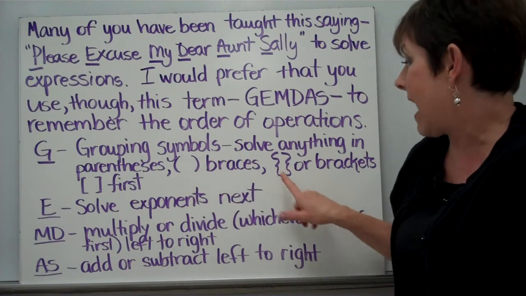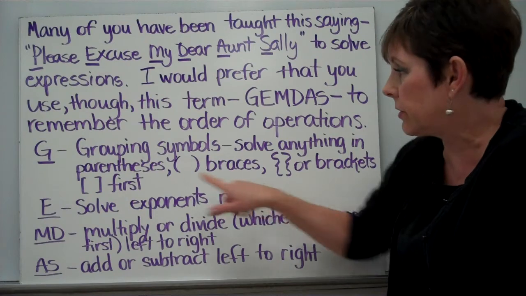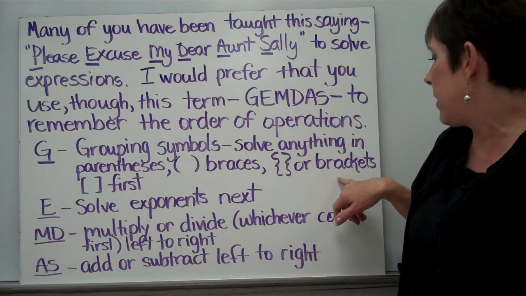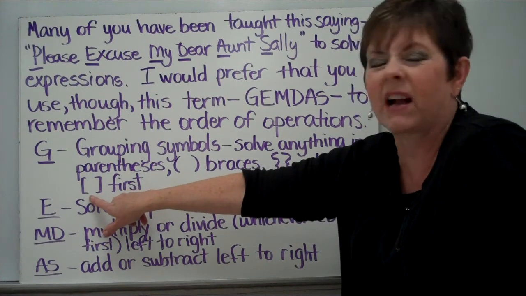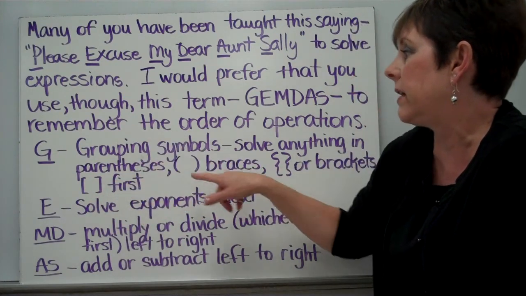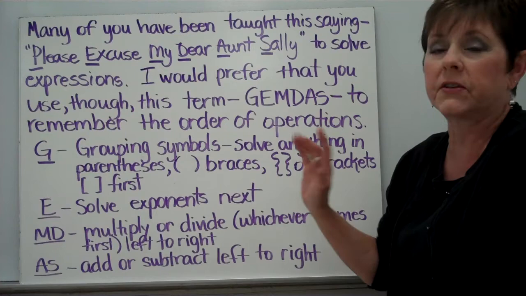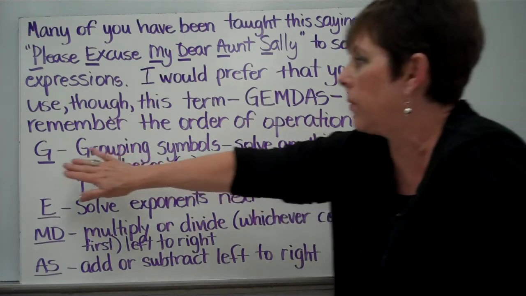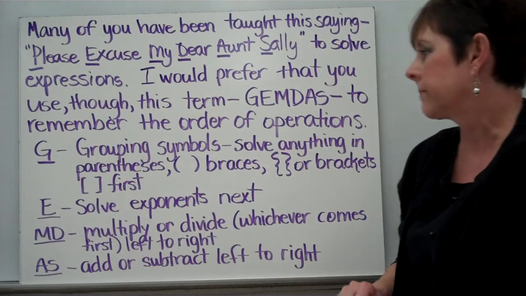In 5th grade, we add braces. They come in pairs too, just like parentheses. And we also add brackets. We might call them square brackets. But anytime that you see braces, brackets, parentheses, you do those first. So it's the G, grouping symbols.